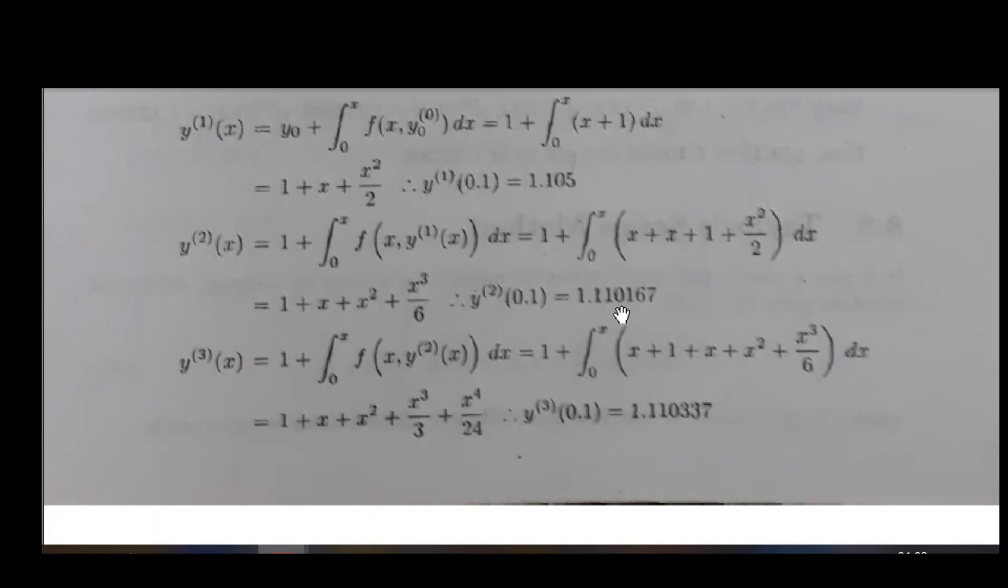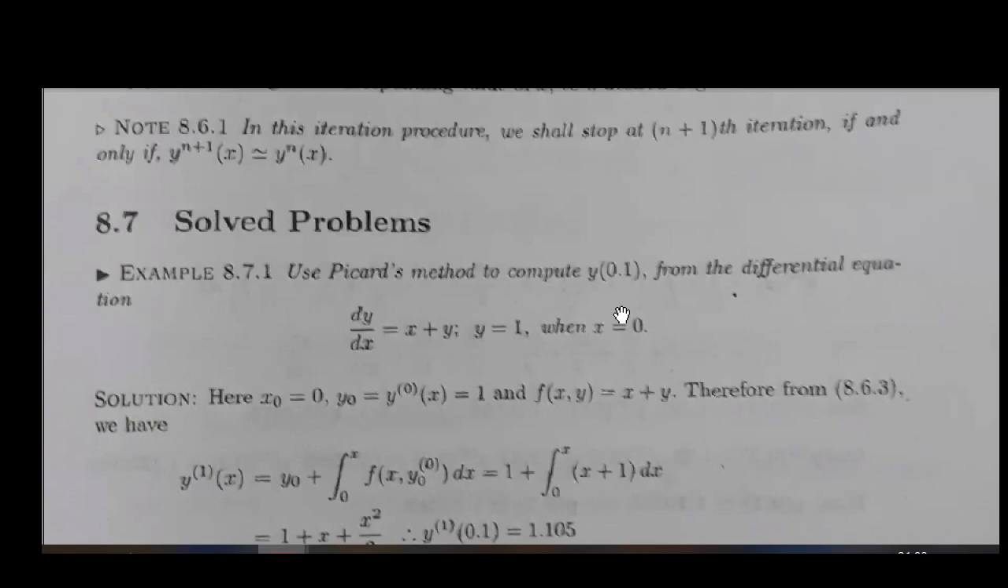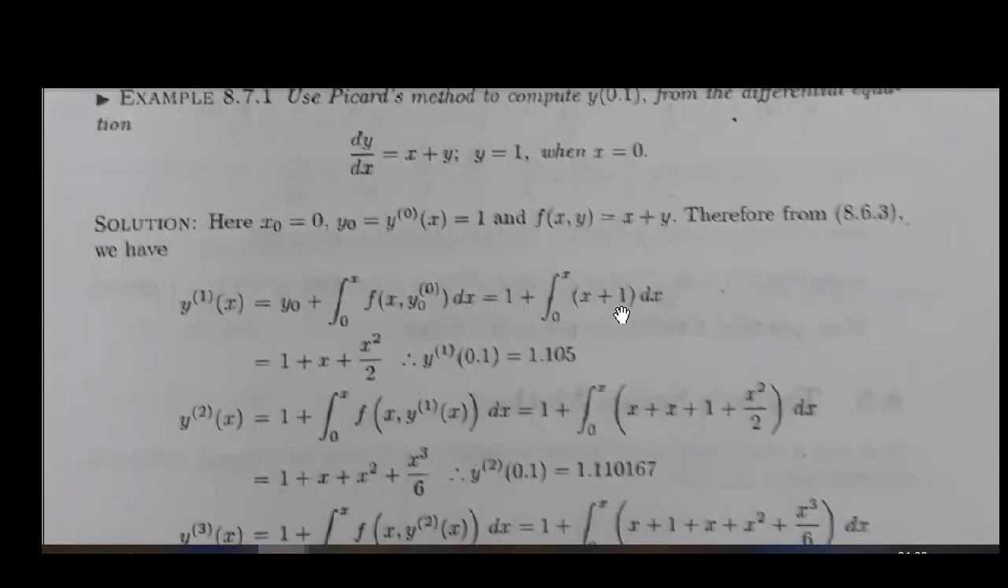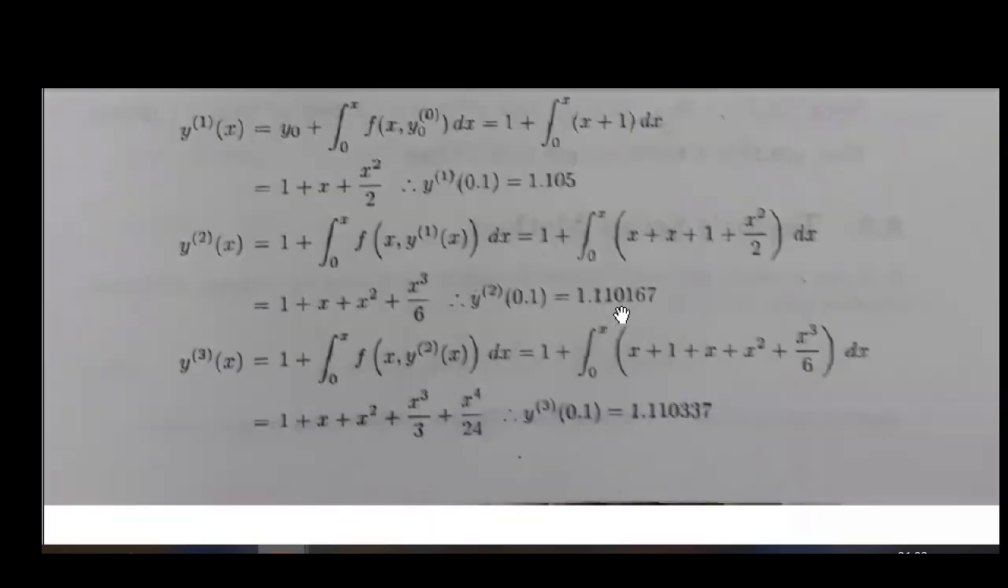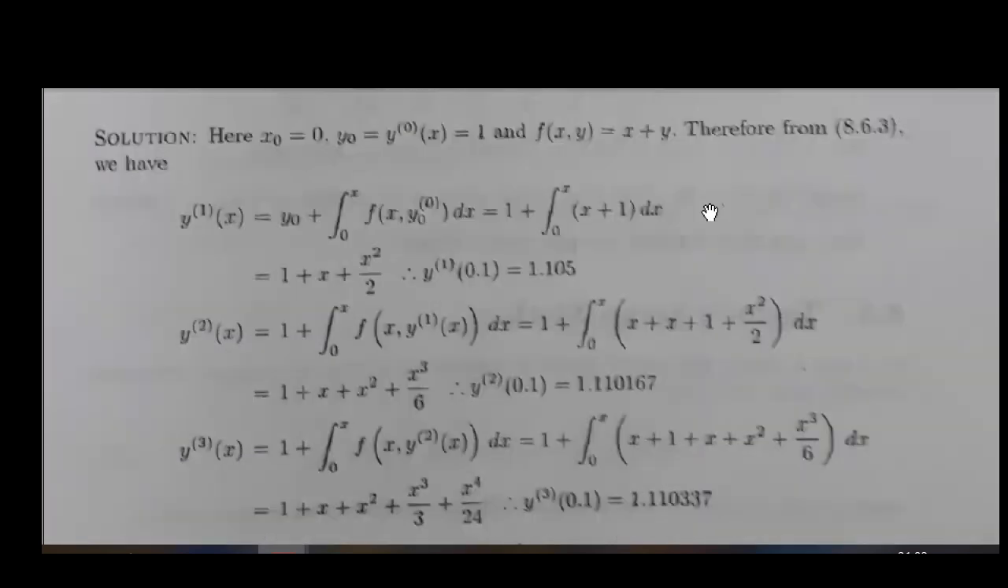Till now, has an accuracy been specified? No, they have not specified any degree of accuracy. Then you have to continue for some steps. It depends. Definitely the degree of accuracy will be specified. You need y3(x), for which you have to use y2(x), and likewise.